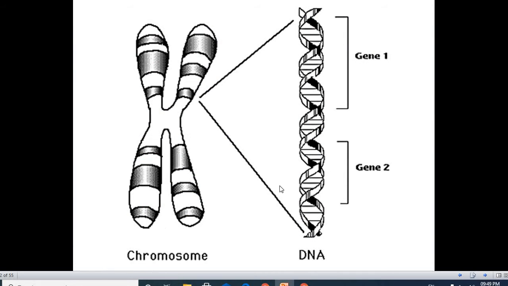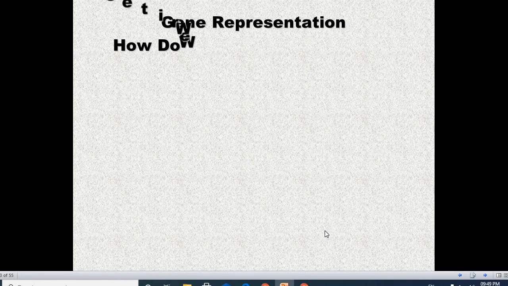See, this is the chromosome. Both chromosomes here have one DNA, with gene 1 and gene 2. On one side there is gene 1, and after that gene 2 is there. So both are attached. After that, gene representation.